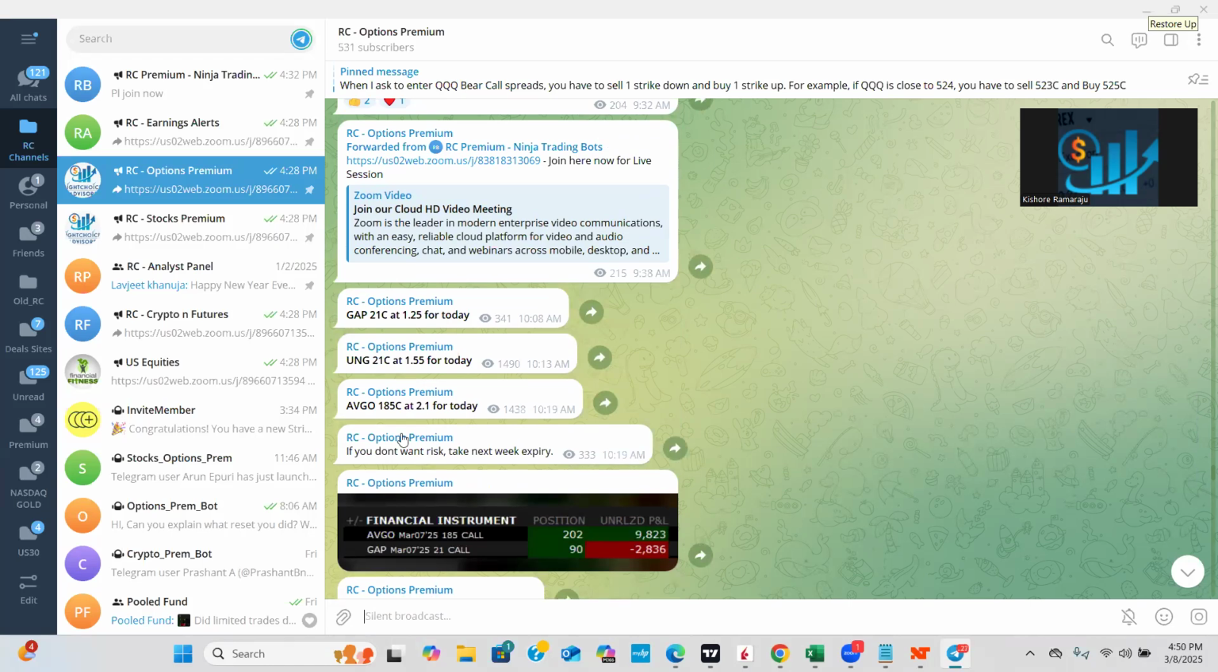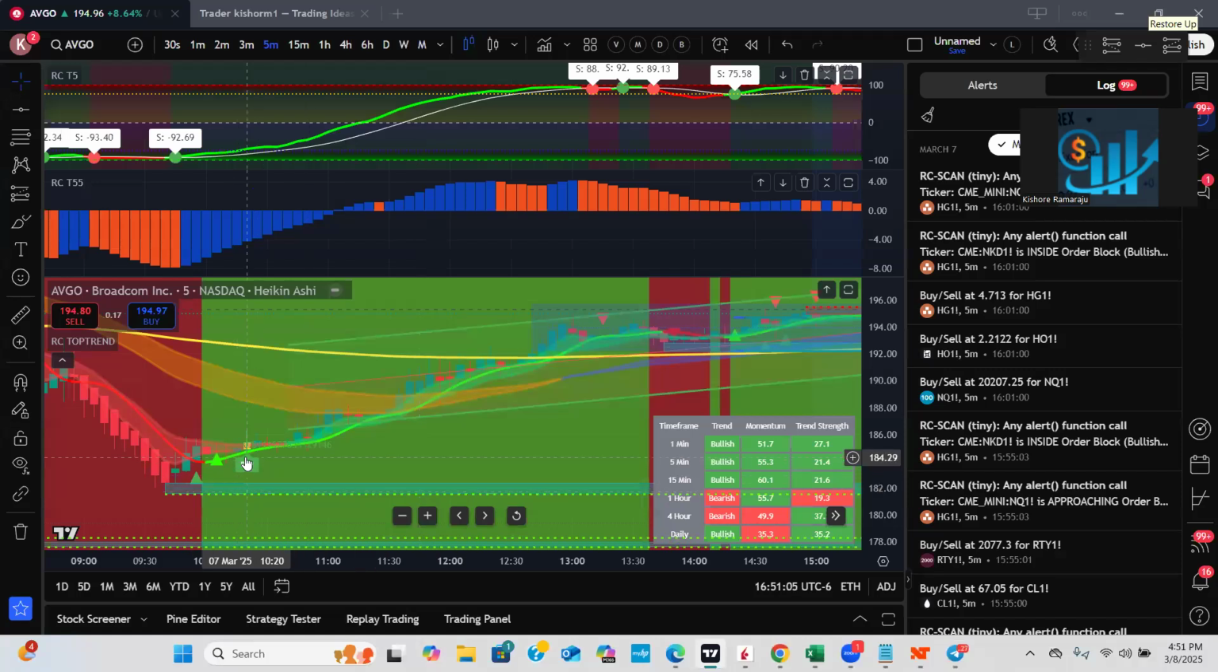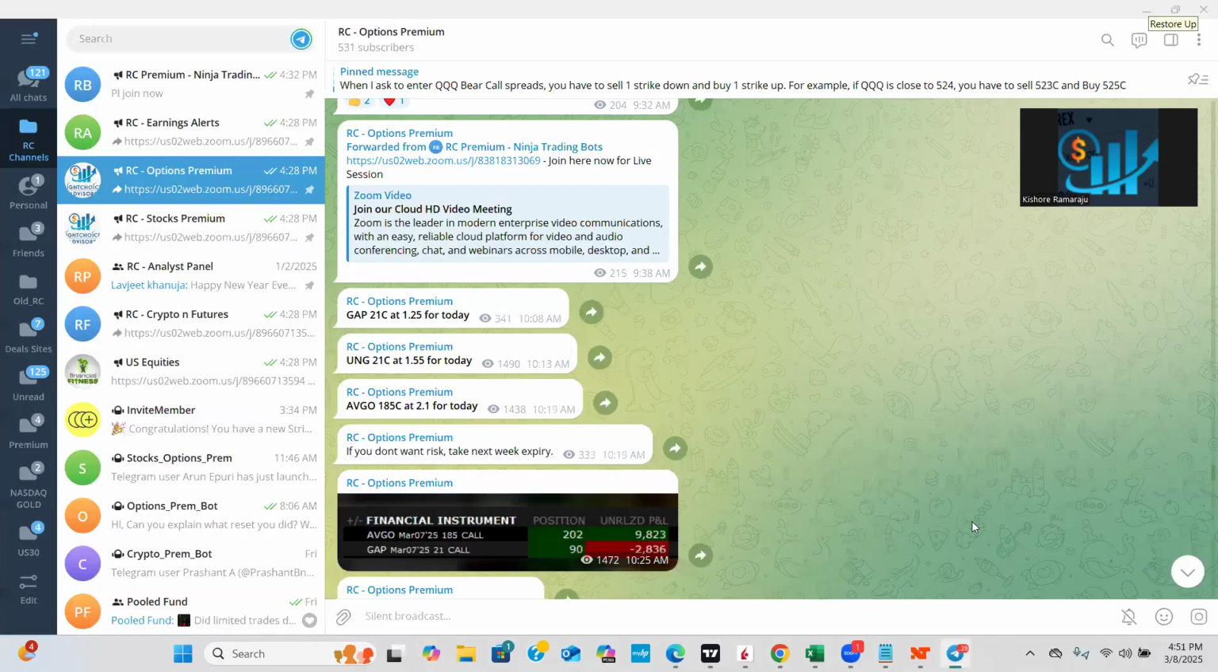So if you see the AVGO 185 call around 10:20 a.m., we got a buy signal around 10:20 a.m. There is a perfect confluence. This one is bullish. This one became bullish. It came all the way to the oversold area. Then we got a buy and it moved so much. If we had stayed, that would have become nearly a 500%, 600% profit. We took profits quickly because Friday is generally very volatile. You can see that.